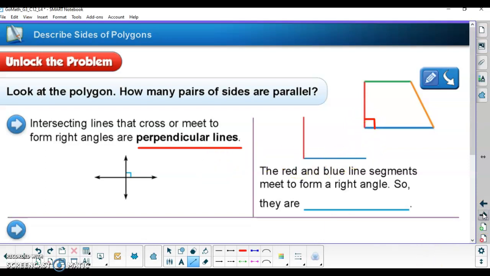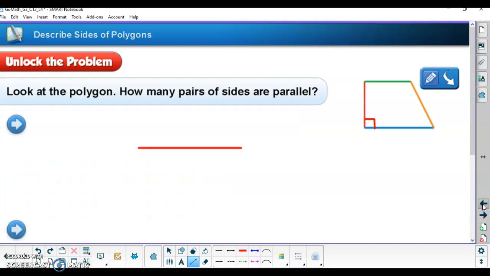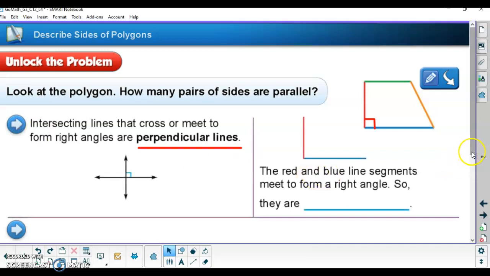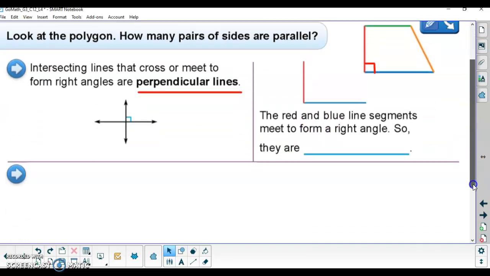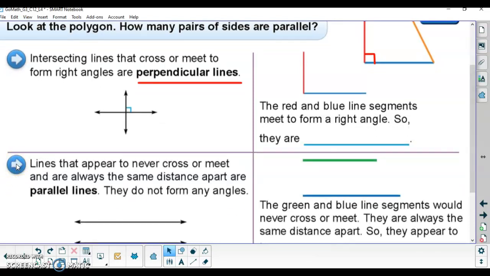On to our next page. All right, so let's take a look. We're going to draw a polygon with one pair of parallel sides. Then we're going to draw a polygon with two pairs of parallel lines. Hold on. Let's go back to the screen because we forgot to talk about what parallel lines are. We had our perpendicular lines, and before we move on, we need to talk about our parallel lines.